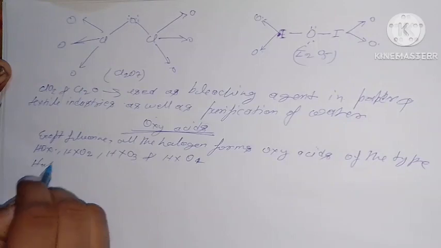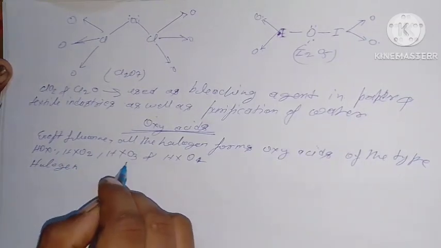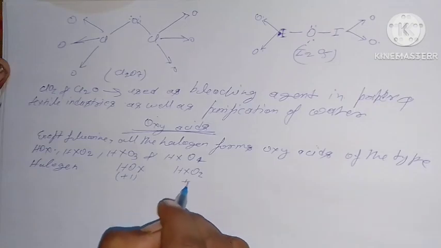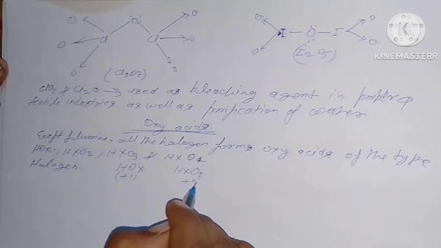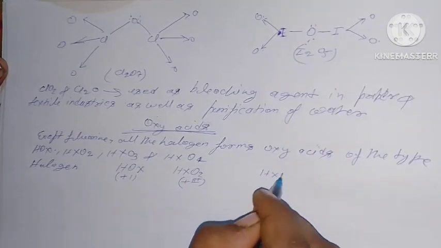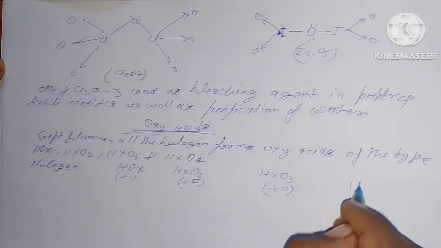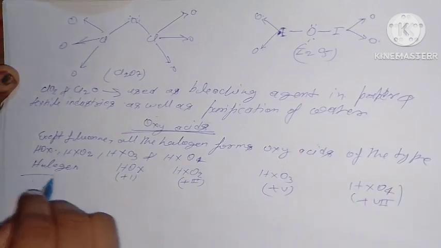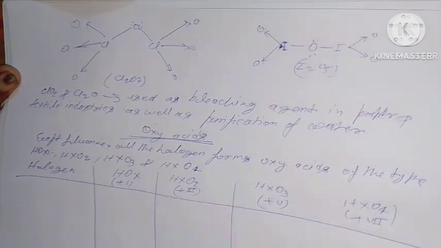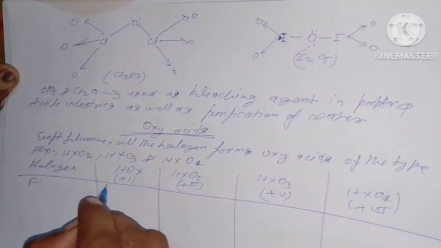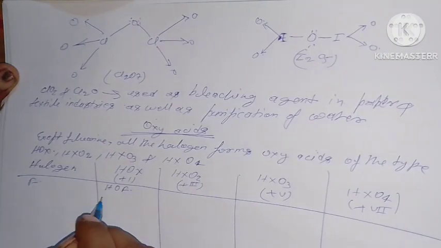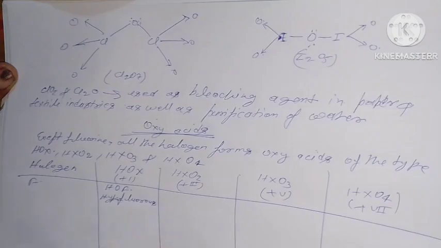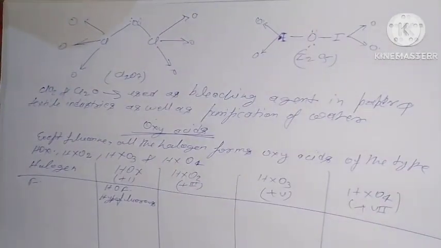Okay, halogens: HOX, plus 1; HXO2, plus 3; HXO3, plus 5; and HXO4, plus 7. Fluorine: HOF, hypofluorous.